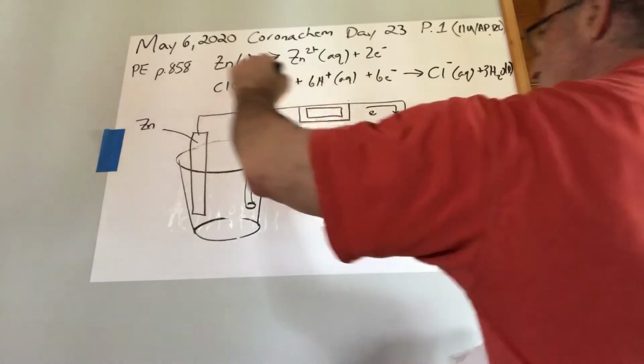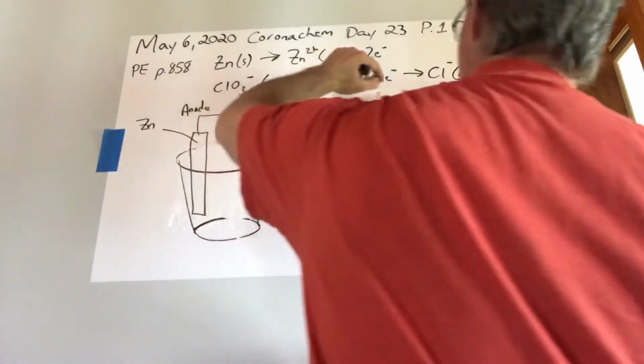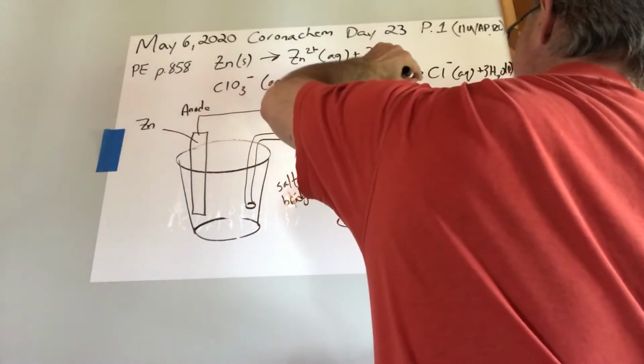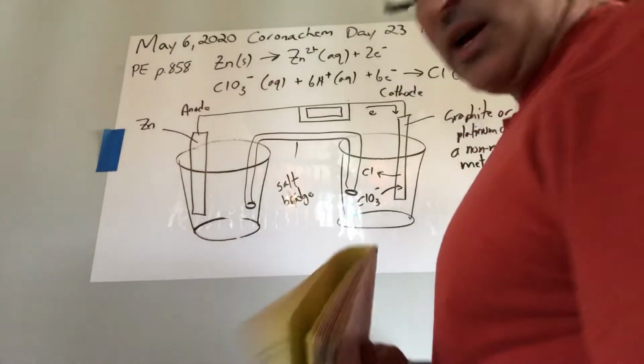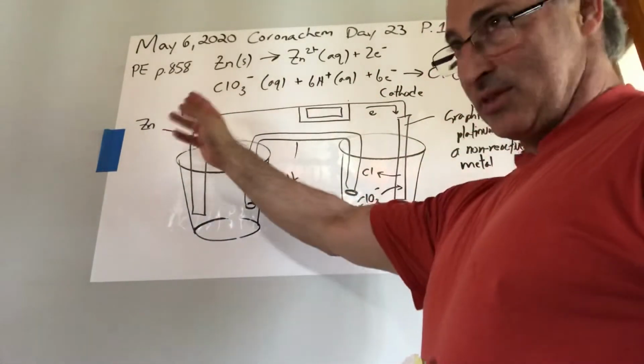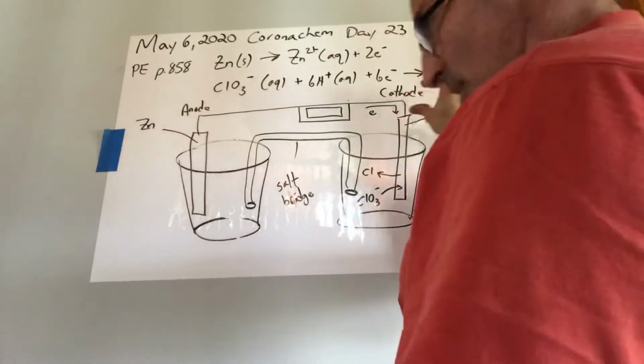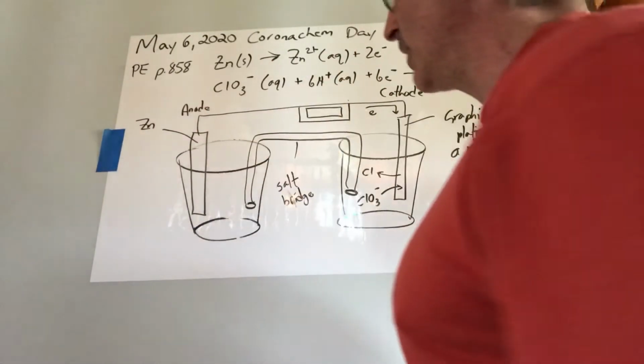Okay, this is called the anode. The anode is always on the left. You always draw the anode on the left. You always draw the cathode on the right. A good way to remember it is to do it alphabetically. Anode left, cathode right. Anode has oxidation, cathode has reduction. Both start with a vowel, both start with a consonant. Perfect way to remember it.